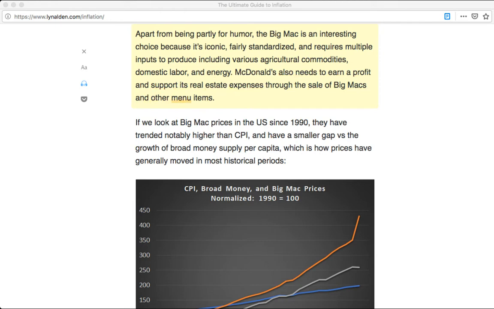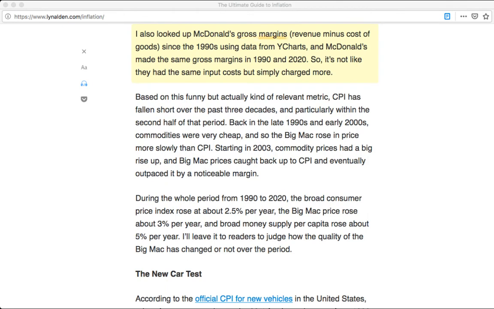other menu items. If we look at Big Mac prices in the US since 1990, they have trended notably higher than CPI, and have a smaller gap versus the growth of broad money supply per capita, which is how prices have generally moved in most historical periods. I also looked up McDonald's gross margins, revenue minus cost of goods, since the 1990s using data from Y-charts, and McDonald's made the same gross margins in 1990 and 2020. So, it's not like they had the same input costs but simply charge more.